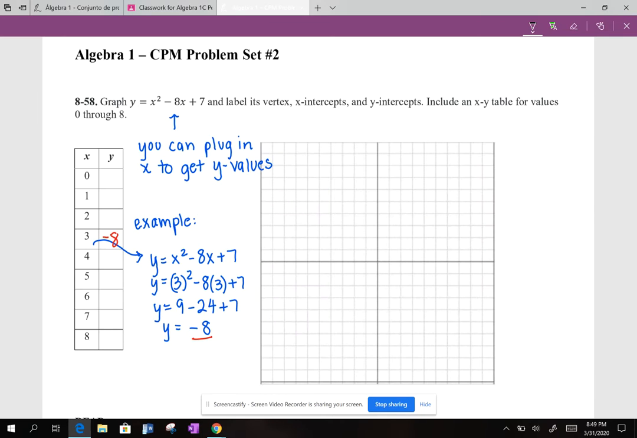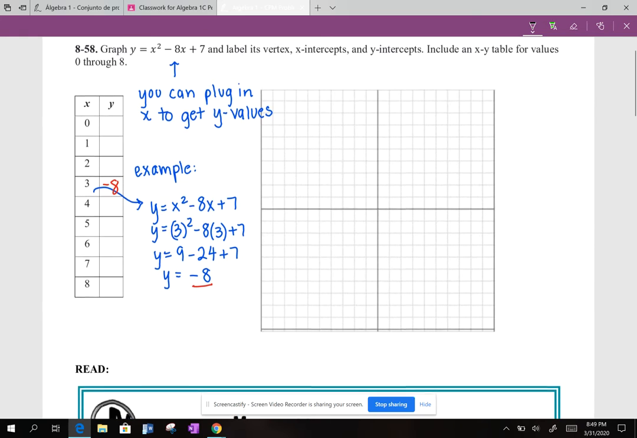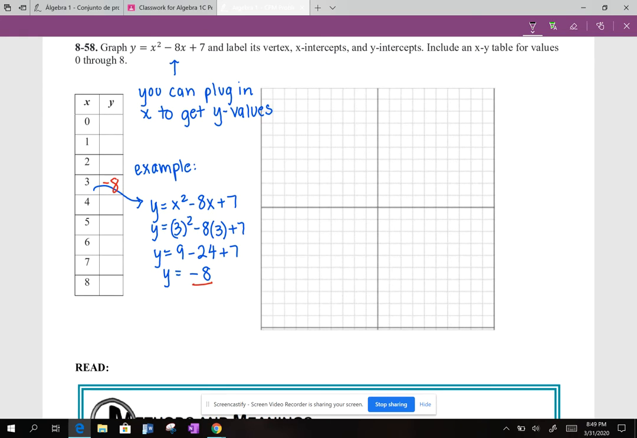Okay, CPM problem set number 2. All right, here we go. I'm not going to give you everything that you need for the problem, but enough to get you started. I already gave you an example actually for how to find the y values. You just plug in x into the original equation. If you plug in 3 for x, you get -8. So I'll help you plug in 0 through 2.